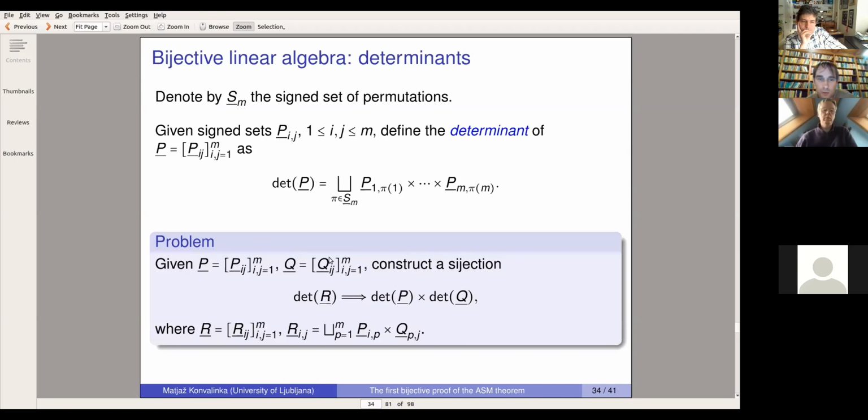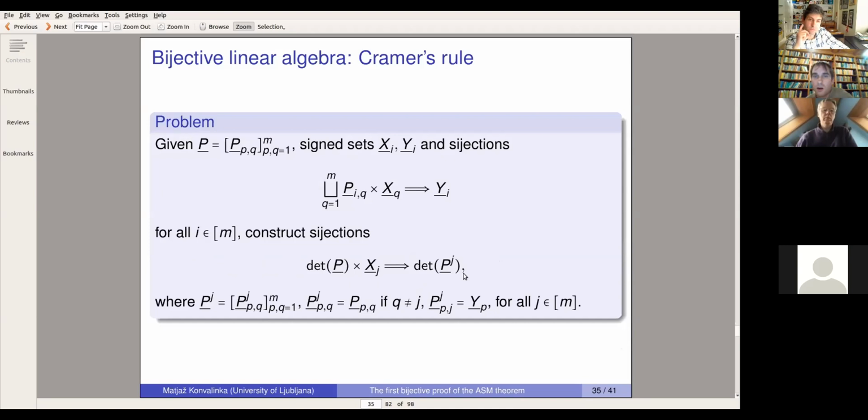Okay, and then this is the kind of construction you want. So if you have two such families and you construct the third family in a natural way, if you know some linear algebra, then this is a signed set, this is a signed set, and you want to construct a sijection between those two signed sets. So some cancellations on both sides, or maybe on one side, and a matching between the remaining elements. It's a bit unusual because I'm not used to thinking about linear algebra in this way, but the proof that you could write down as a polynomial identity on both sides really works well also in this setting. Another example, Cramer's rule.